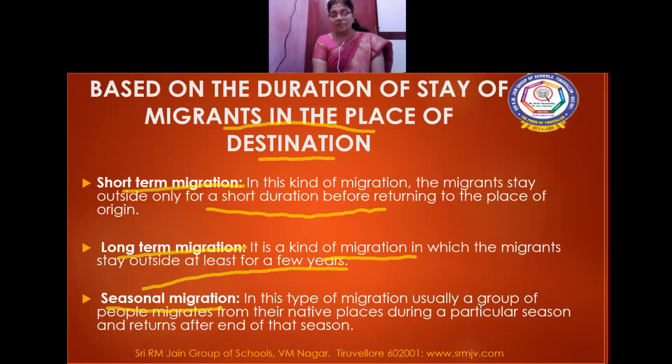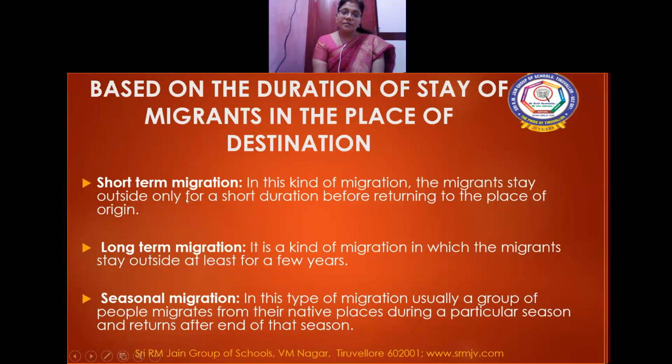And seasonal migration means they will be migrating during certain seasons. For example, some people who are living in urban areas will migrate from that place to some hill stations during certain seasons. They will migrate for 3 months, or during summer season they may have some house at hill stations like Kodaikanal, Ooty. So seasonal migration, again they will come back. So such type of migration is called seasonal migration.